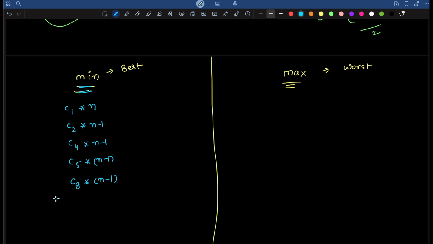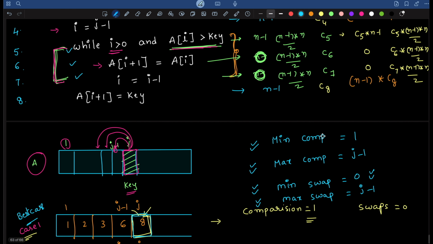So this is my overall time complexity for the minimum case, that is the best case, right? So what about the max case? The first statement time will remain the same: C1 into n, C2 into n minus 1, and C3 into 0 because of the comment line, C4 into n minus 1, and what about line number 5 here?